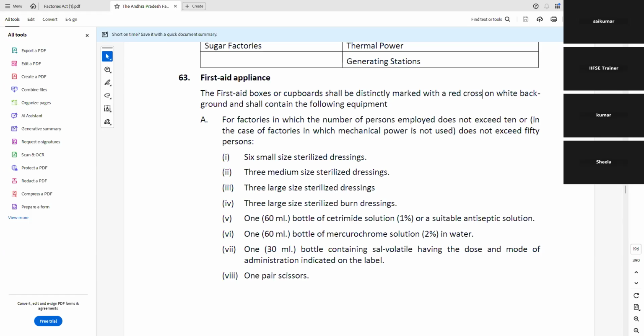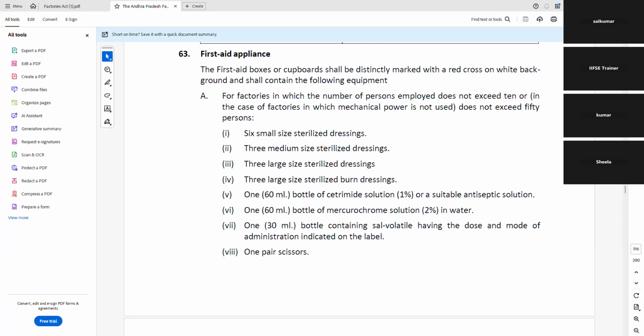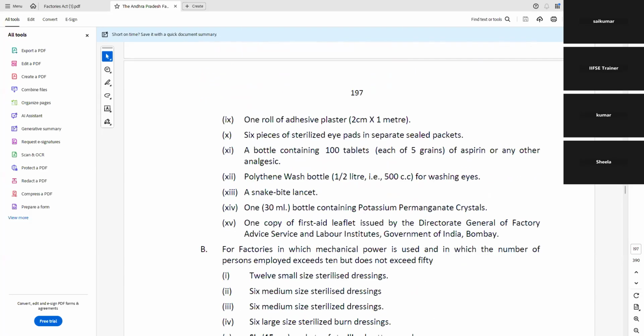For factories where the number of persons employed does not exceed 10, or in the case of factories in which mechanical power is not used, which means where it is a small one, where the people do not exceed 10 or they are not using any mechanical power, for them you can use first aid appliances like dressing pads, etc. Medium sized sterilized dressing, large sized sterilized dressing, large sized sterilized burn dressing, and a 60 ml bottle of cetrimide solution, okay, antiseptic solution. These are the requirements.